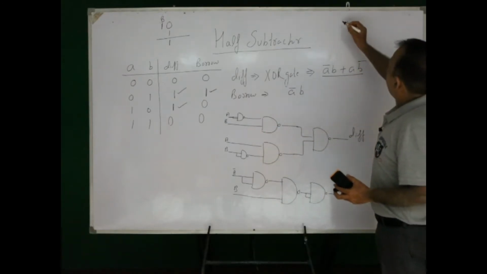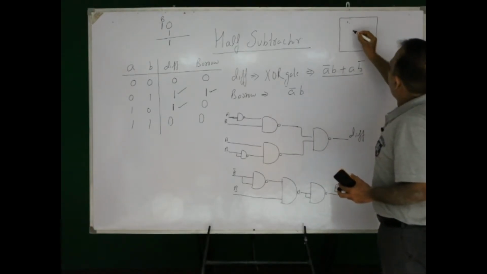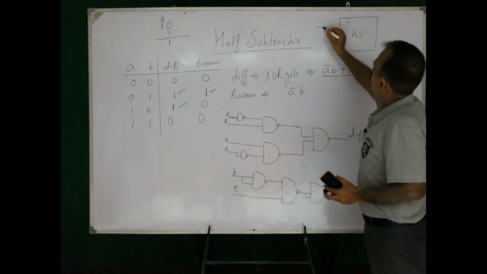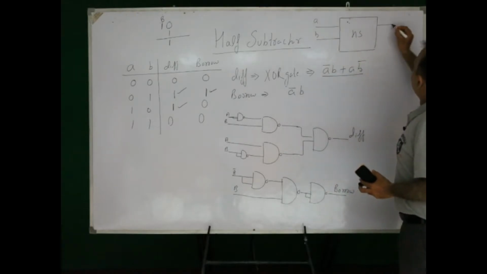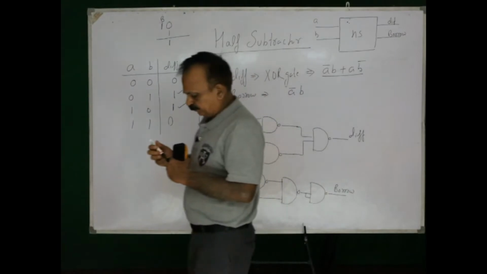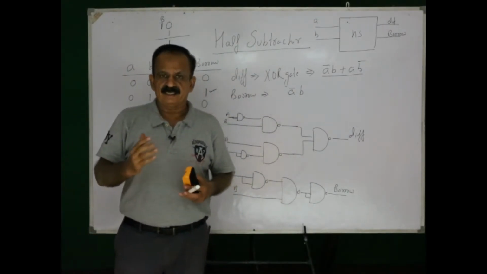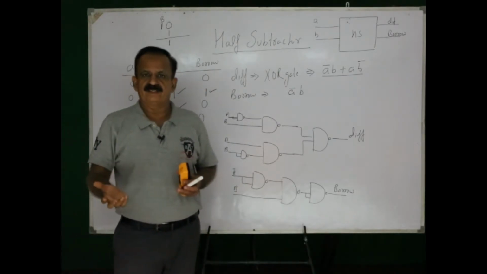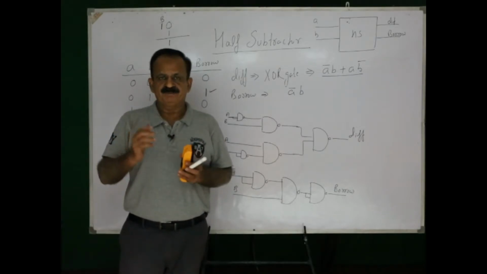Now, for the block diagram, this particular is the block diagram for the half subtractor. It will have two inputs, A and B, and there will be two outputs, one is difference and the other is borrow. Now, this particular half subtractor is a circuit which is used to subtract 2 bits, or it is implementing A minus B.